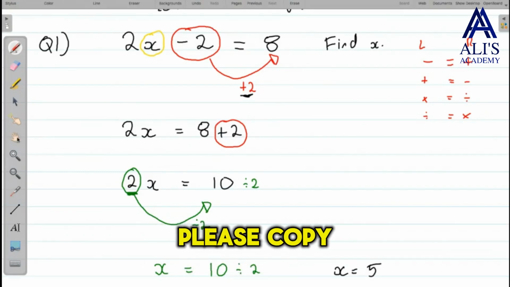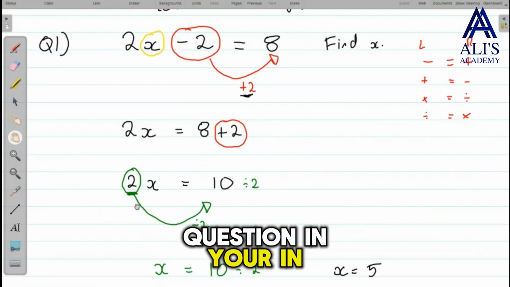So guys, please copy down the question in your books.